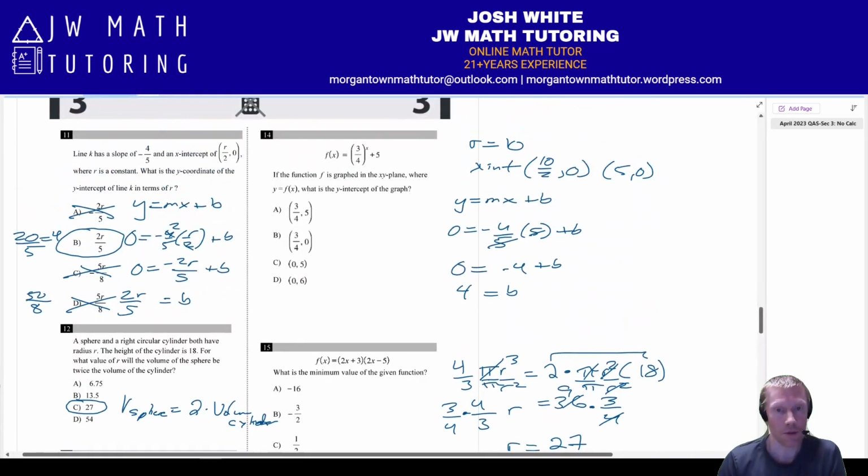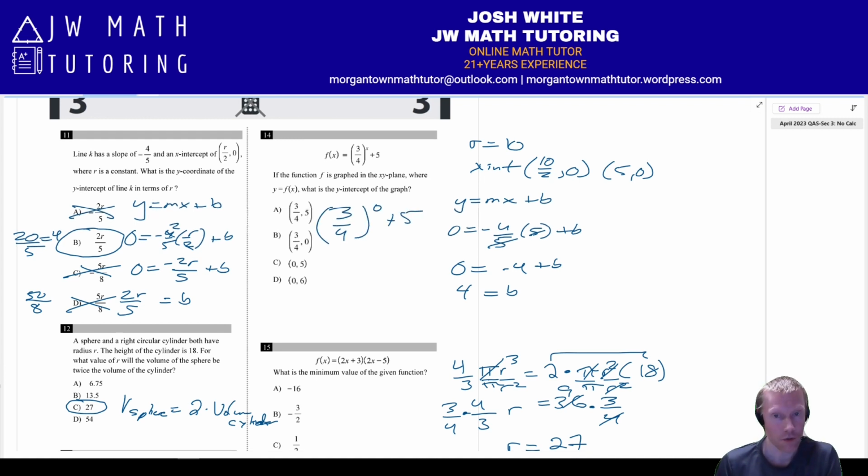Moving back up to the top of the page, question 14 is a very short basic problem because they're just asking for the y-intercept here, and we know the y-intercept happens where the x value is equal to 0. So we just take 0, we plug that in for x, and then we evaluate this function. 3/4 to the 0 is just 1. We add 5 to that, we get 6. Therefore, the y-intercept is just going to be 0, 6.